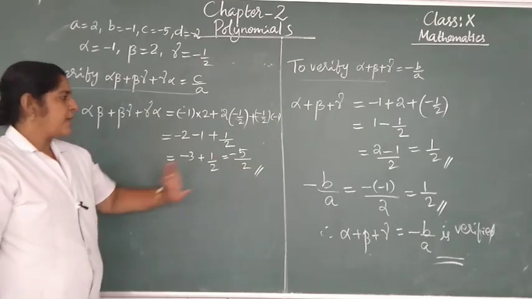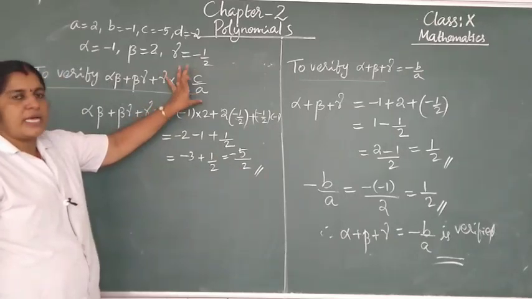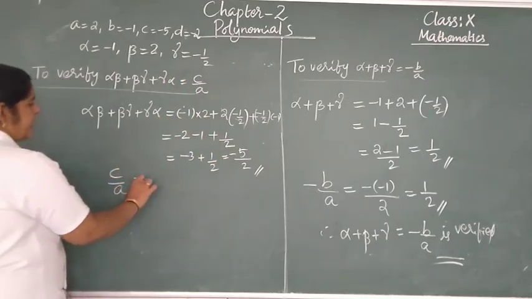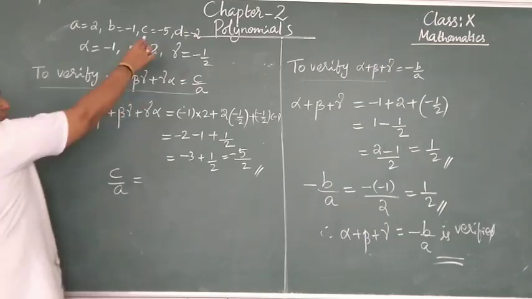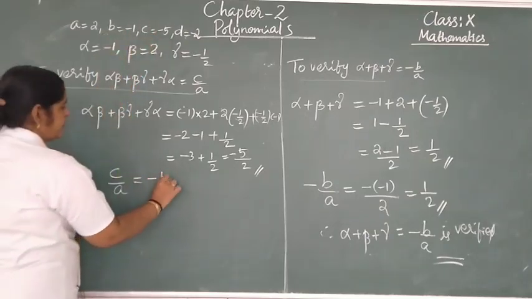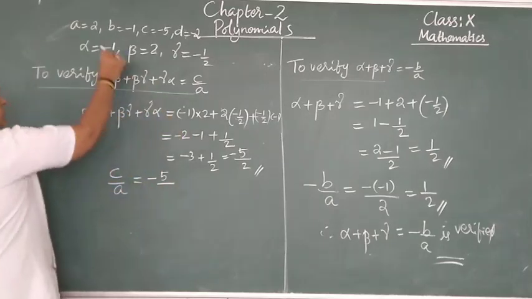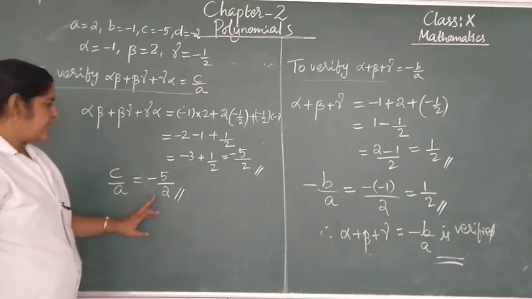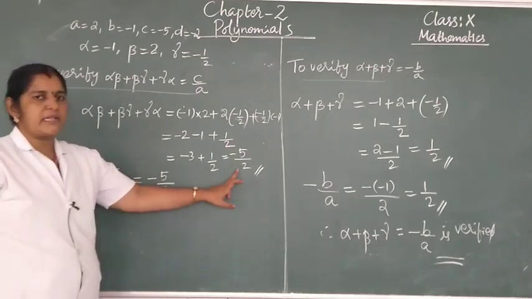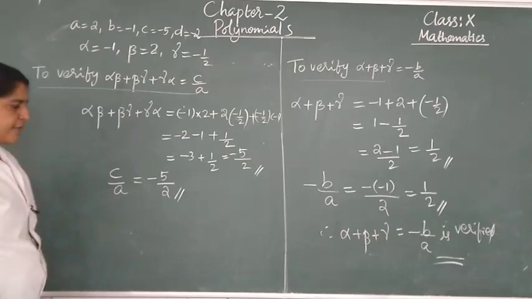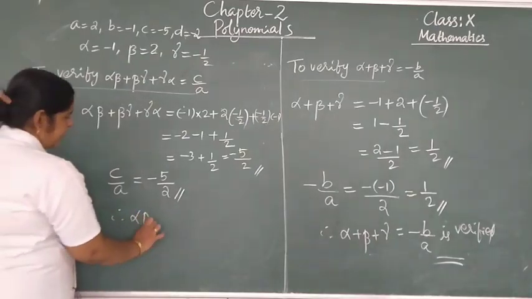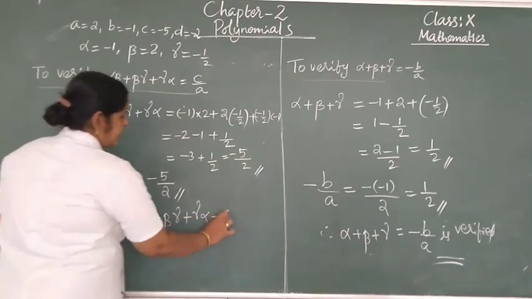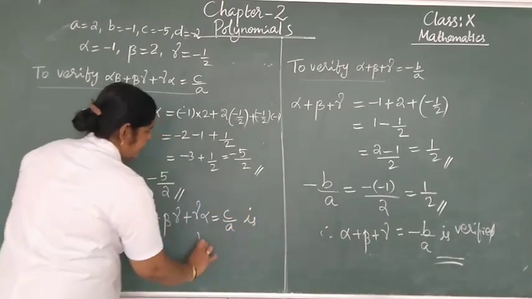Now we are going to check C by A, whether it is coming the same answer. Okay, C by A. What is C by A? What is the value of C? Minus 5. So minus 5 by A is 2. Okay, so from the beginning itself we got the answer. So minus 5 by 2, here also minus 5 by 2. The relation is verified. Therefore, alpha beta plus beta gamma plus gamma alpha equal to C by A is verified.